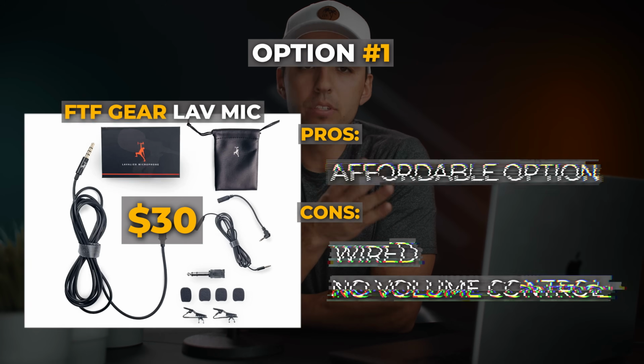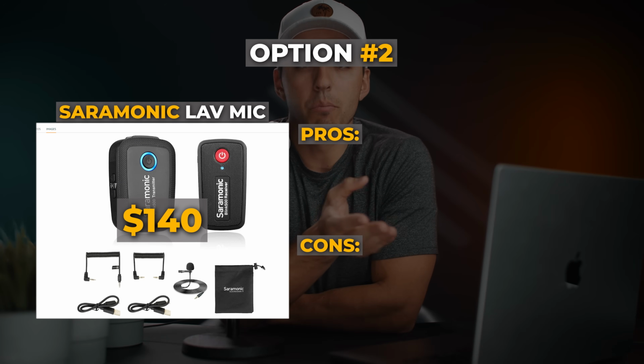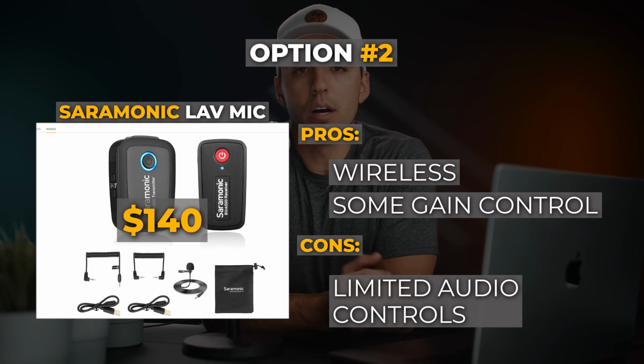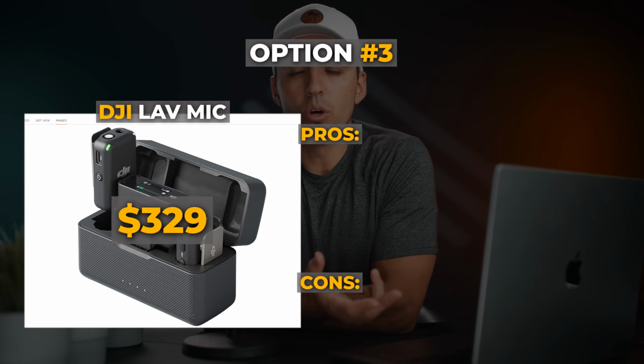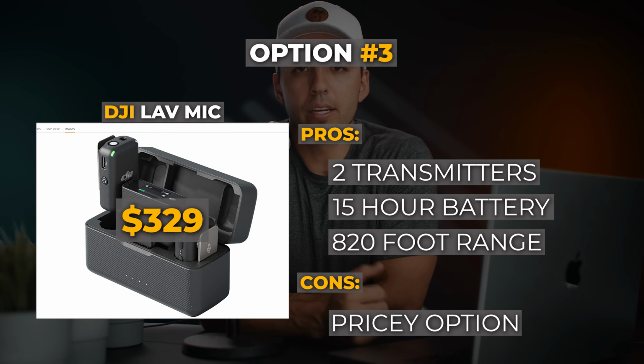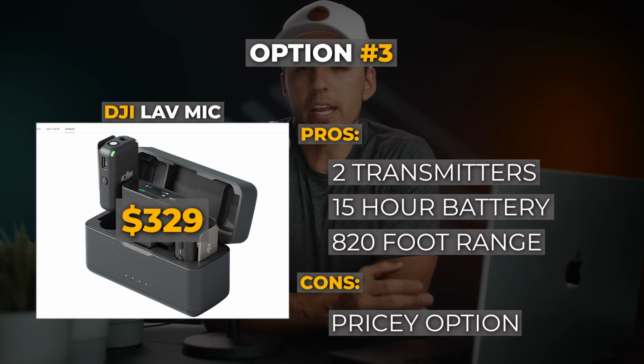Your next step up is something like a Ceremonic lav mic that can plug straight into your iPhone, and it has a wireless transmitter. This one costs about $140 but does give you some gain control. And then I also own a DJI lav mic, which is a nicer version of the Ceremonic lav mic that comes in at $300, and I'll show you now the difference between the audio in each of those.